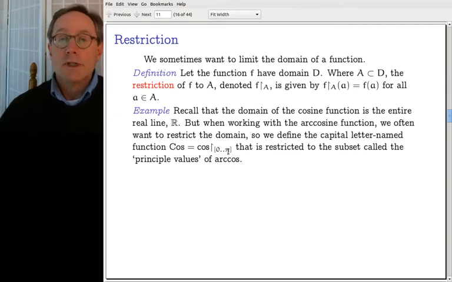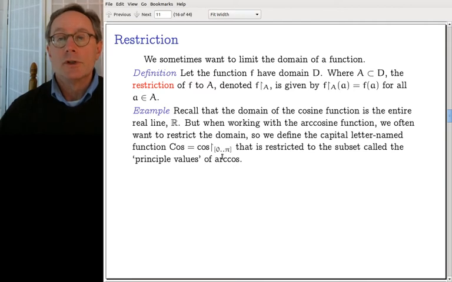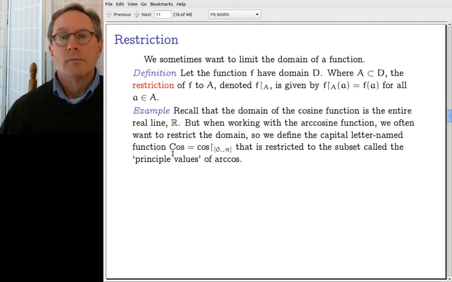At least when I was in high school, we denoted the restriction of the cosine function to the range from 0 to pi, to the zone from 0 to pi, with a capital C. It's called the principal value of the cosine. So you sometimes want to look at a function that is restricted to some subset of its original domain.